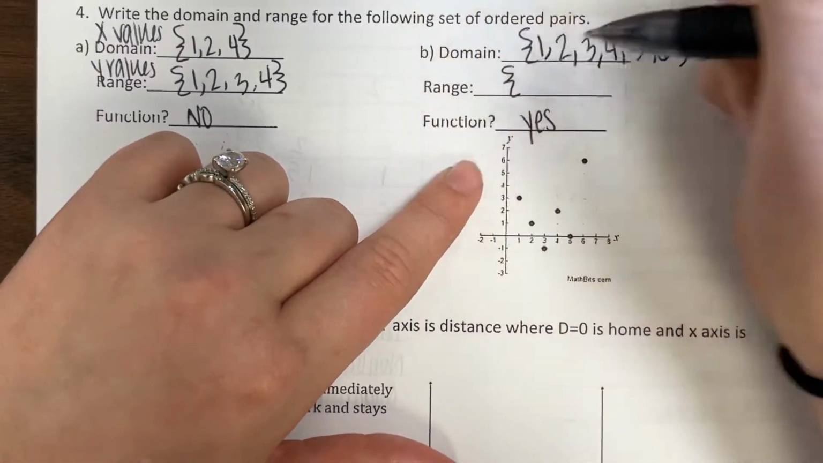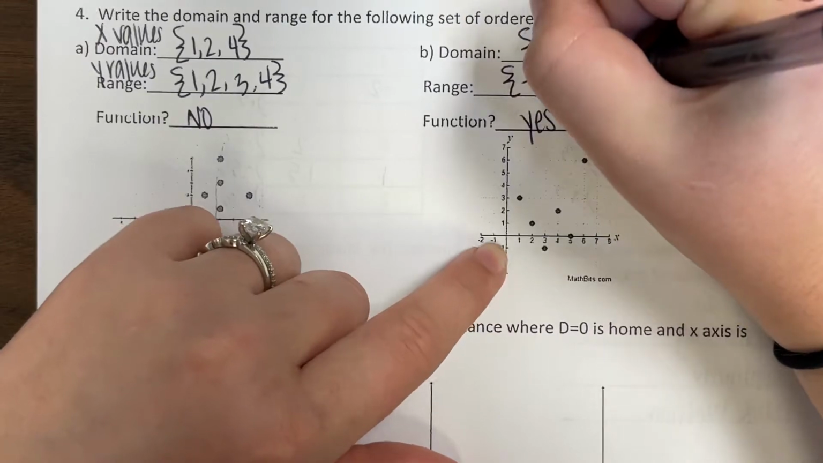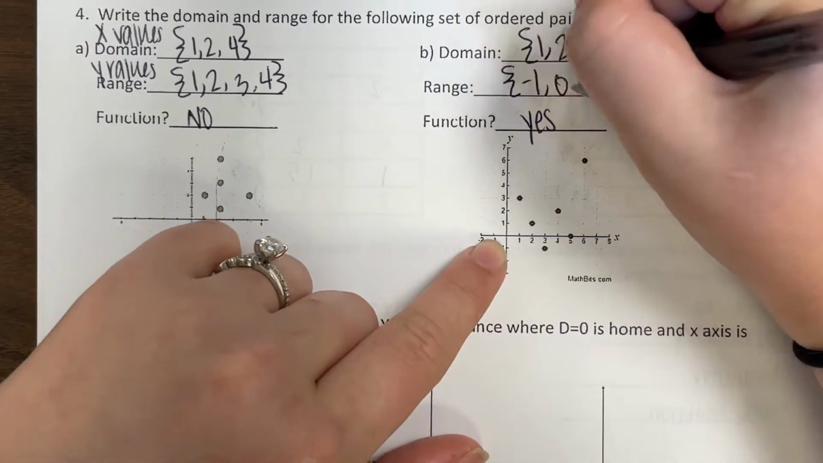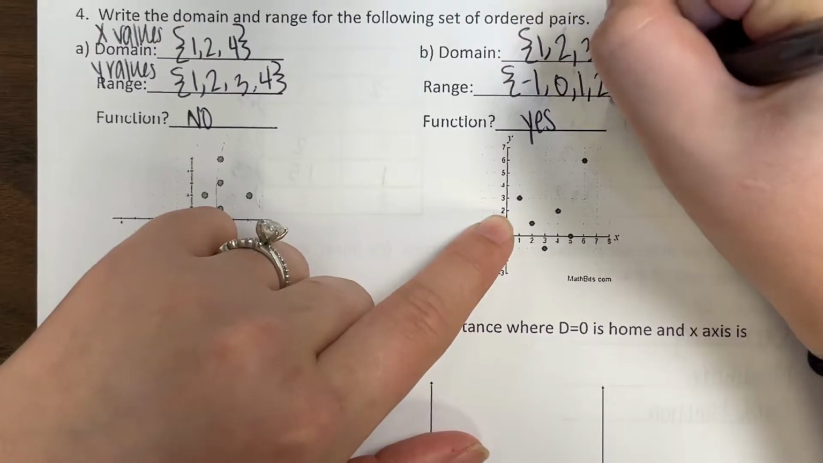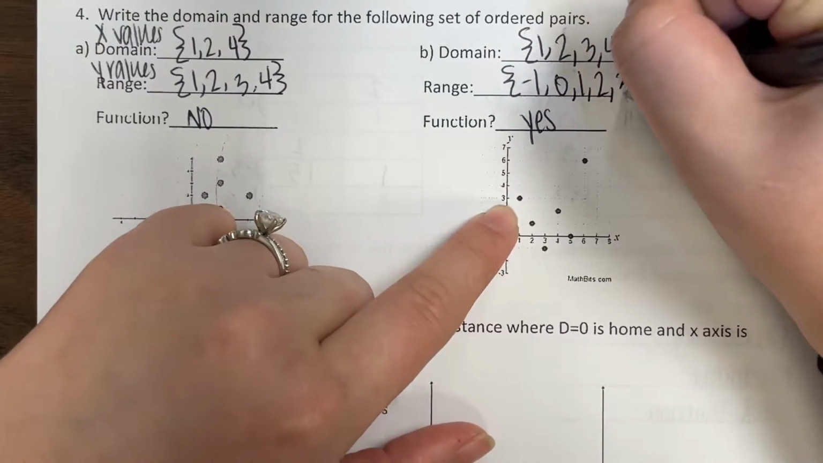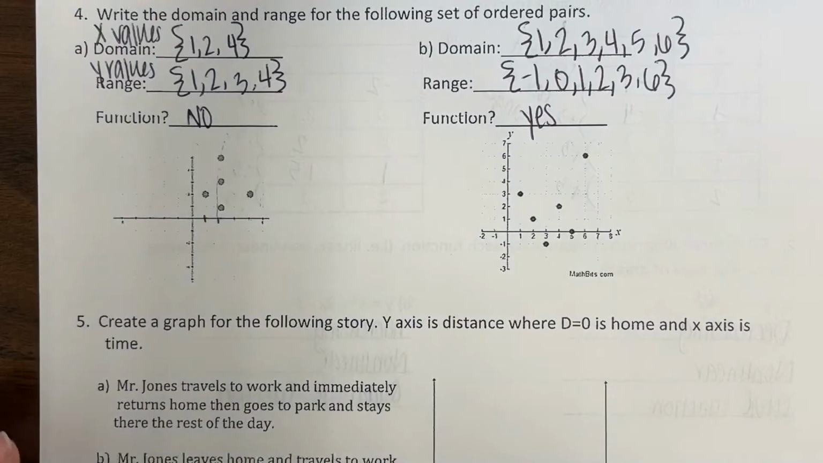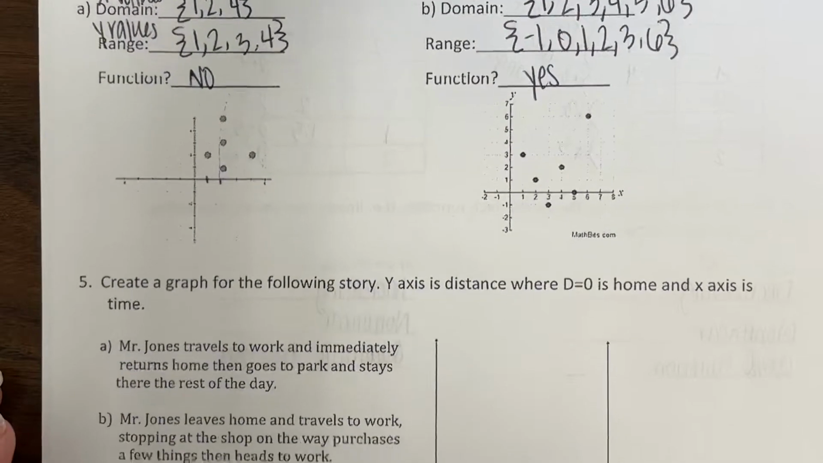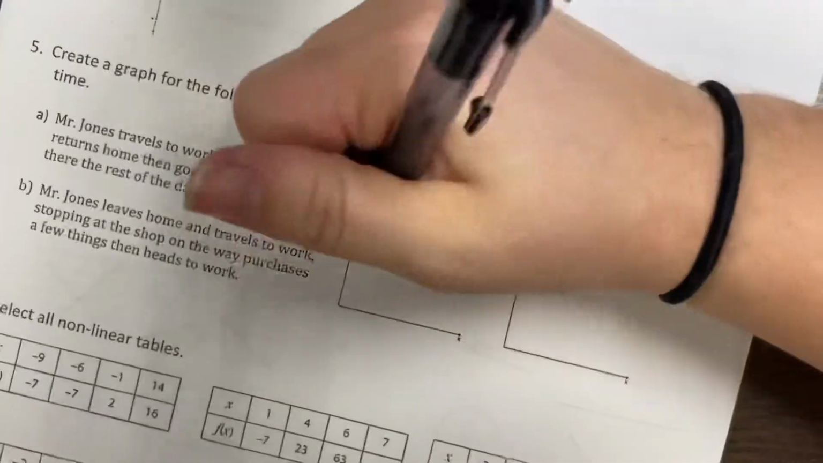Okay, and my range is my y values, so my lowest one is at -1. There is 1 at 0. There's 1 at +1. There's 1 at 2. There's a dot at 3, and there's 1 all the way up at 6. All right, to create a graph for the following story, y-axis is distance, so distance.